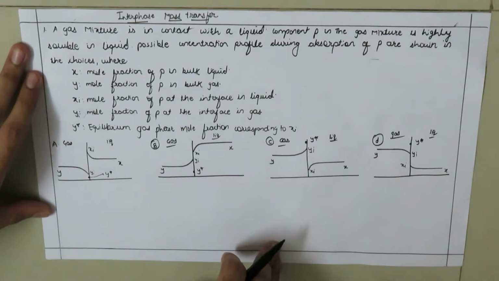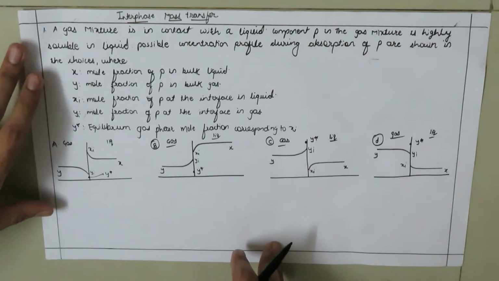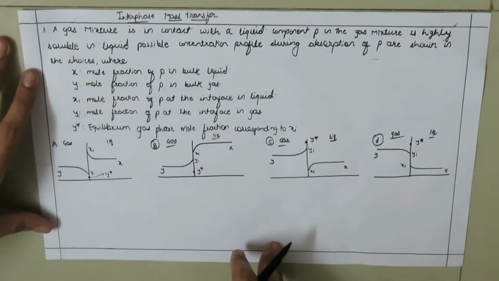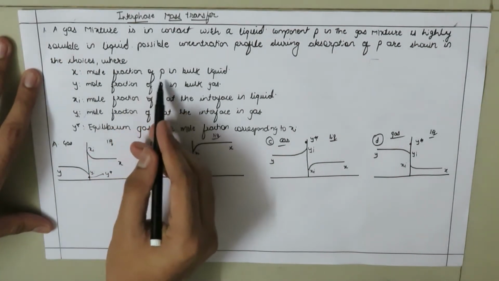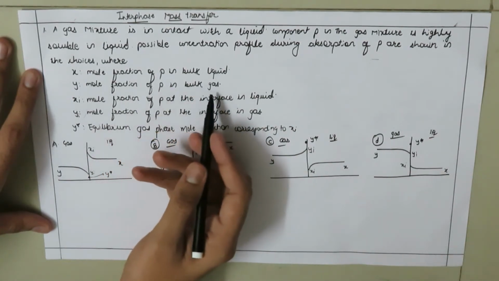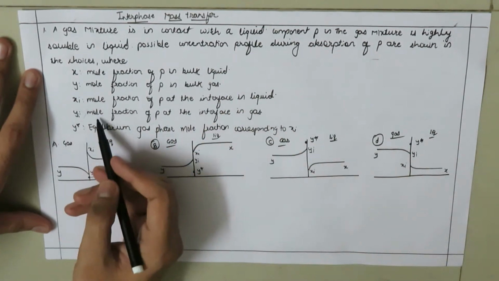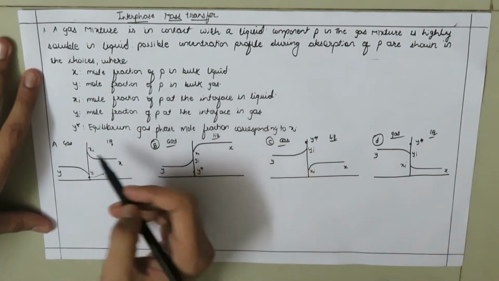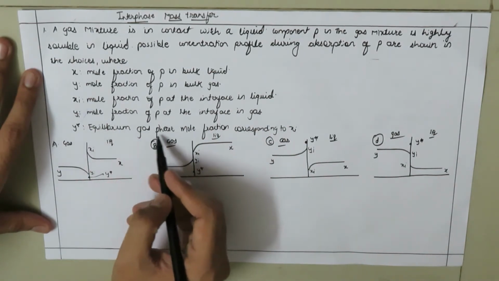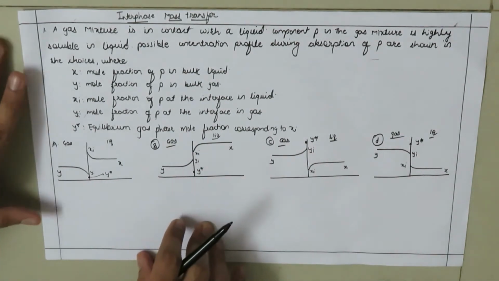And here we have our first example. A gas mixture is in contact with a liquid, and the component P in the gas mixture is highly soluble in the liquid, and the possible concentration profiles during the absorption of the P are shown in the choices, where X is the molar fraction of the P in the bulk liquid and Y is the molar fraction of the P in the bulk gas. XI is the molar fraction of P at the interface in the liquid, YI is the molar fraction of P at the interface in gas, and Y star is the equilibrium gas phase mole fraction corresponding to XI.